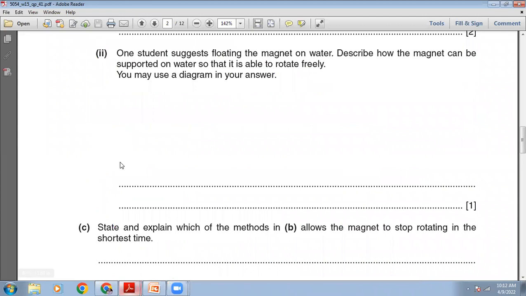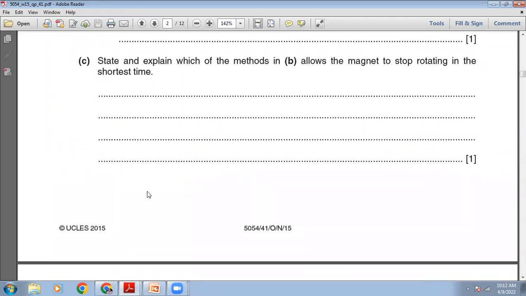The next question coming up on your screen is part C. It says, state and explain which of the methods in B allows the magnet to stop rotating in the shortest time. You can see the first method which we wrote, the bar magnet was rotating in the air, and in the second method, the bar magnet was on a styrofoam and it was rotating in the water. The air friction is less as compared to the friction of the water.